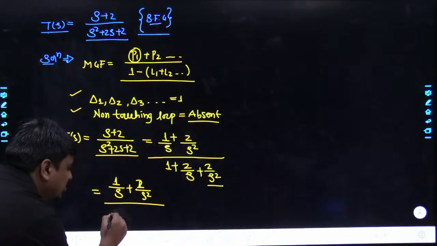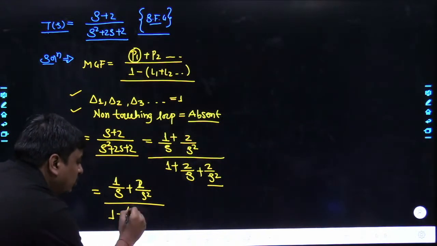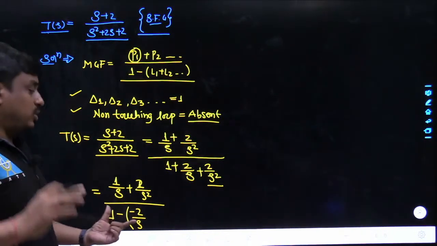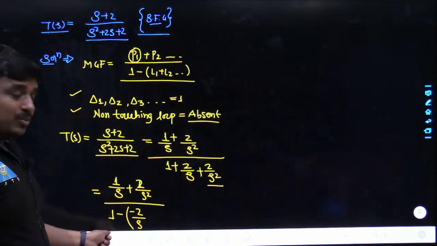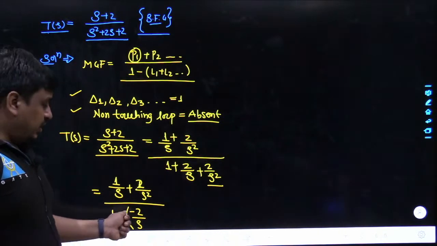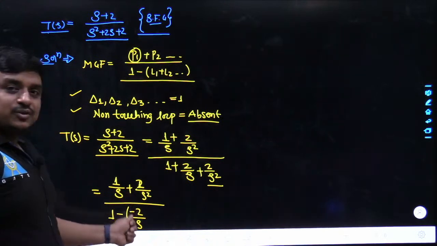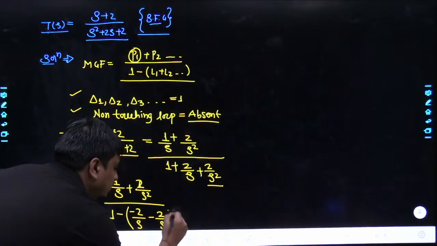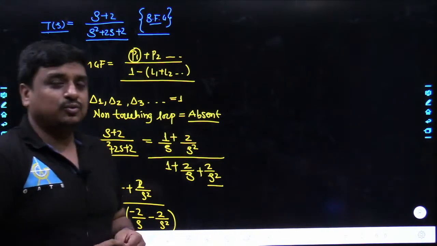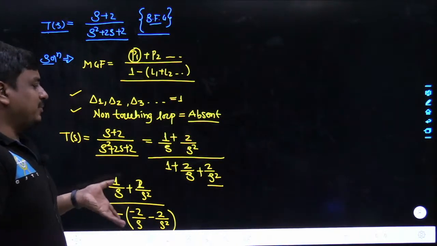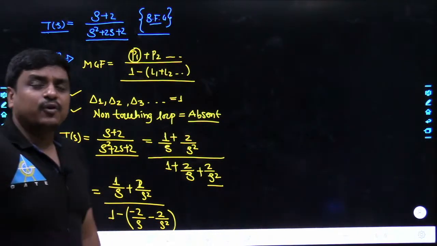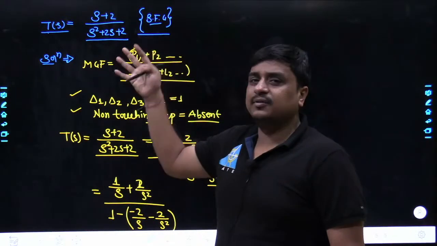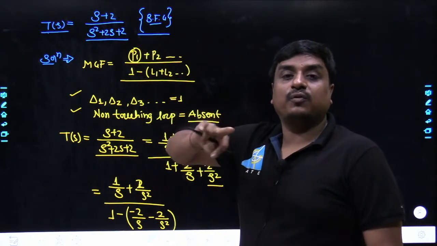At the denominator, what change am I proposing? Why don't we write this as 1 minus y? When we do not have any touching loops, we have the formula 1 minus the individual loop gains. So obviously the first loop gain is minus 2 upon S, and the second loop gain is minus 2 upon S square. So let me draw the equivalent SFG which satisfies this transfer function, and from there we will try to get the matrices A, B, C and D, which would convert the given transfer function into the equivalent form.